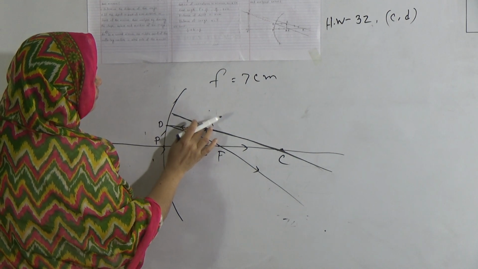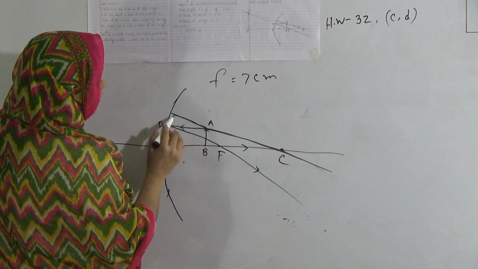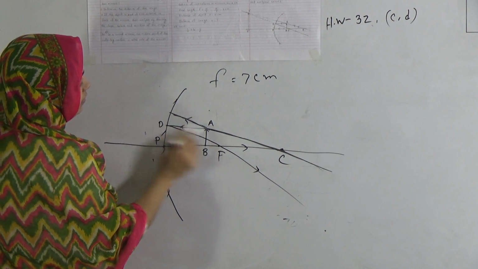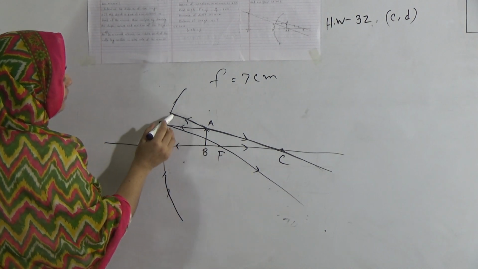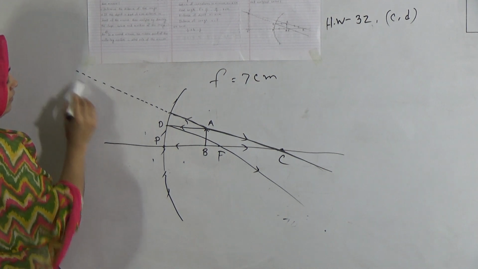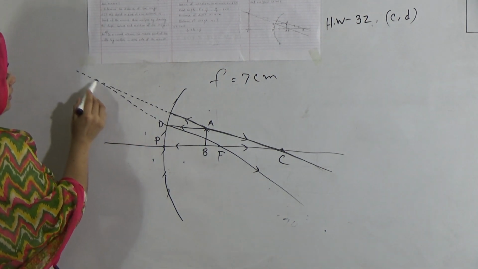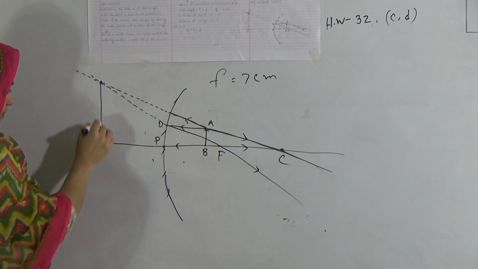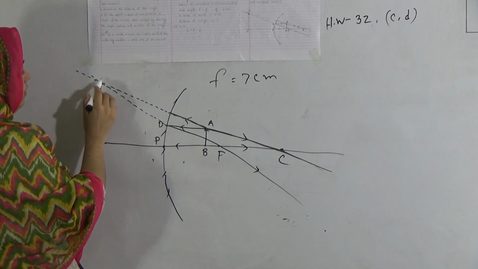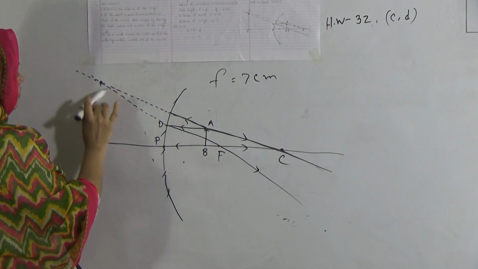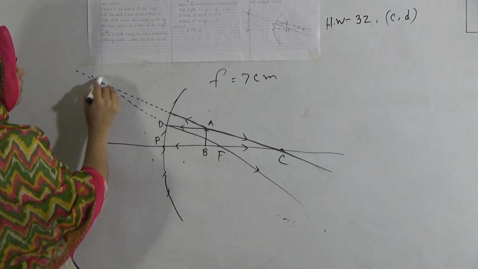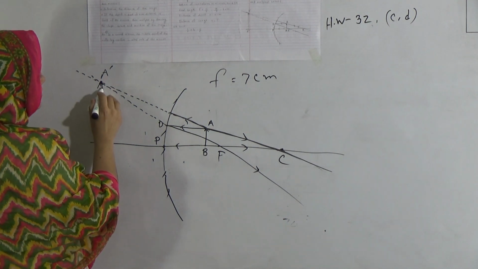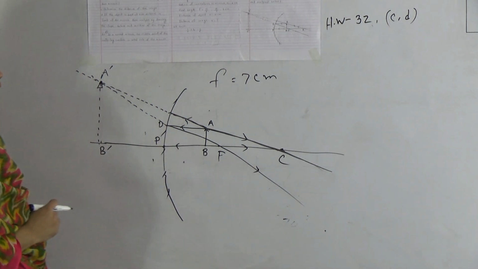My dear students, you have to draw this line with a scale. After reflection it will go through the same path, and if we extend these two lines, they will intersect at this point, and we have to draw a perpendicular from the principal axis. Suppose this one is A dash and this one is B dash. So A dash B dash is the image of object AB.